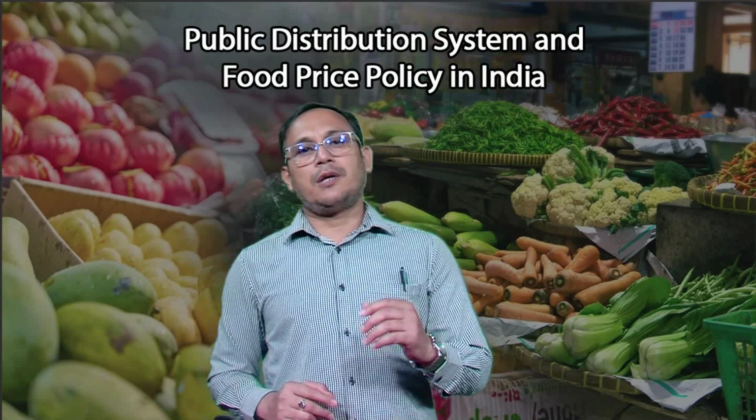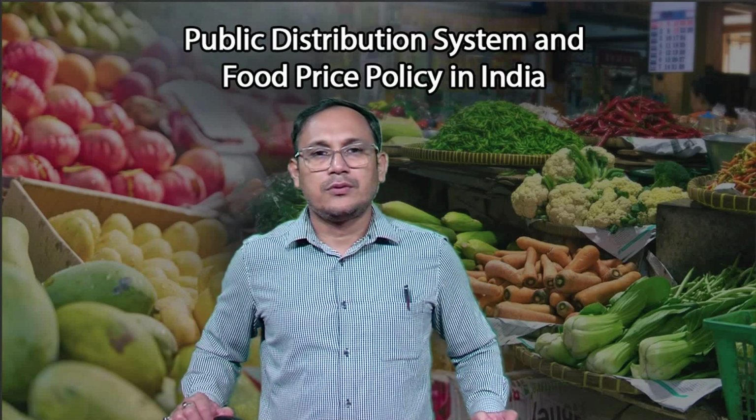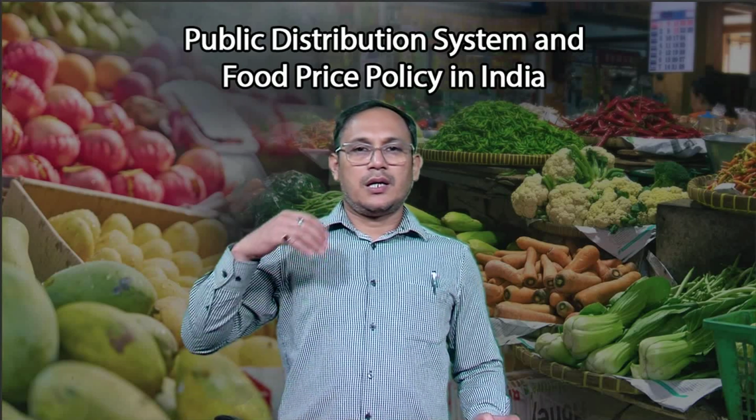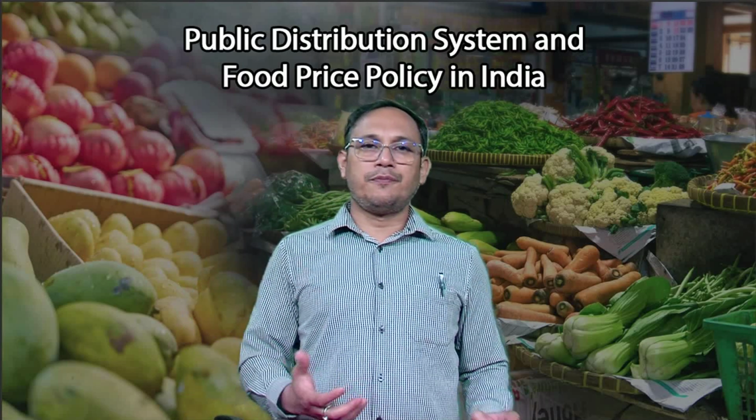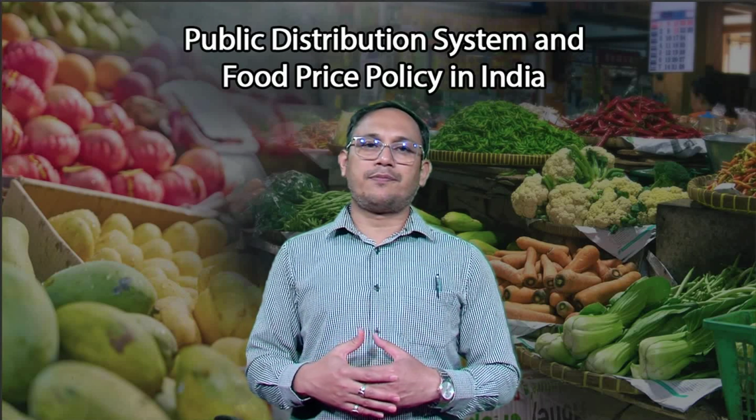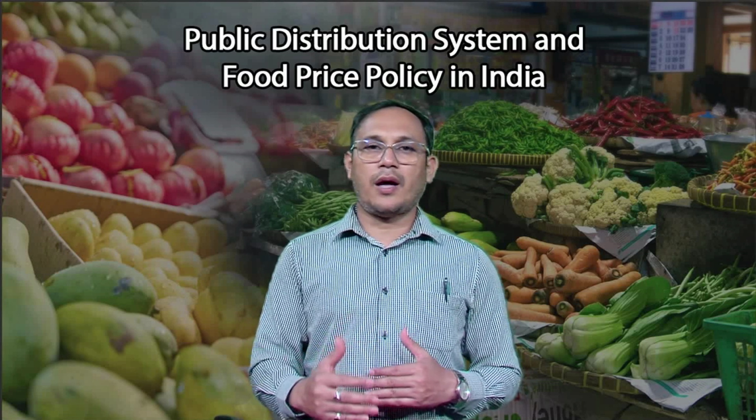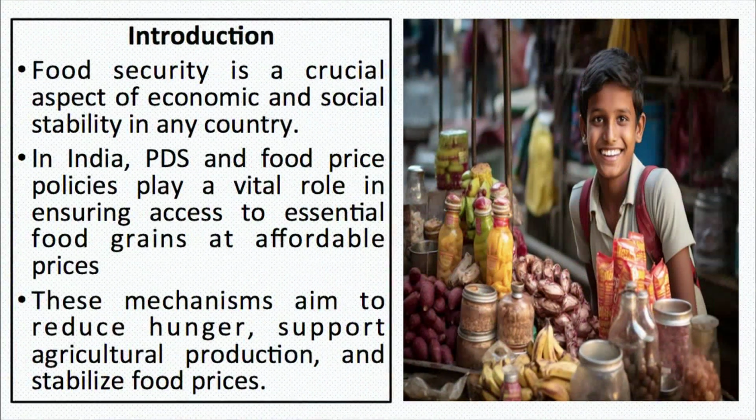Now, if you consider the case of India, people in India suffer from different deprivations in terms of lack of food, lack of education, lack of health. The public distribution system and food policies play a vital role in ensuring access to essential food grains at affordable prices to millions of people, particularly those below the poverty line.